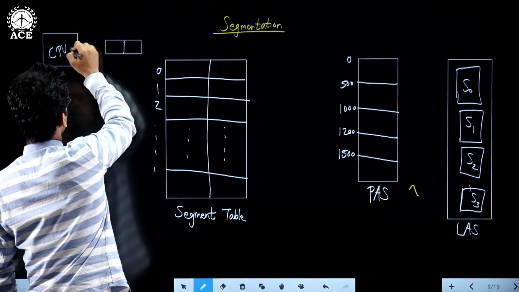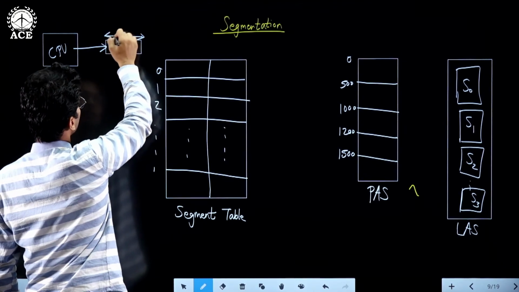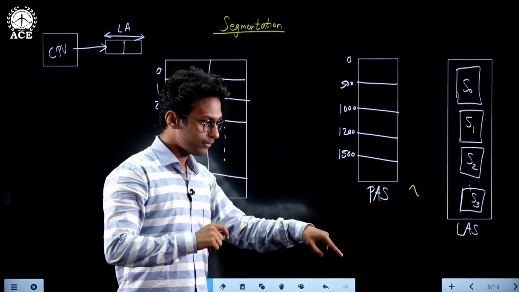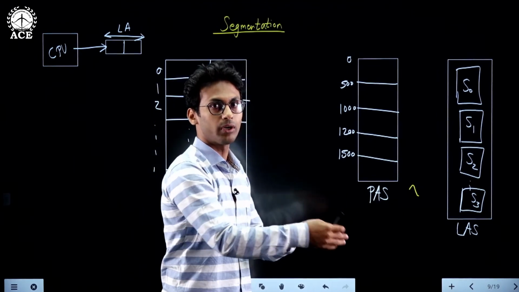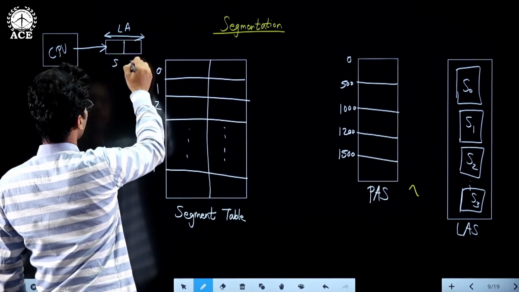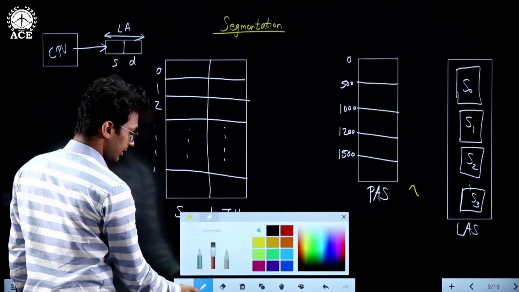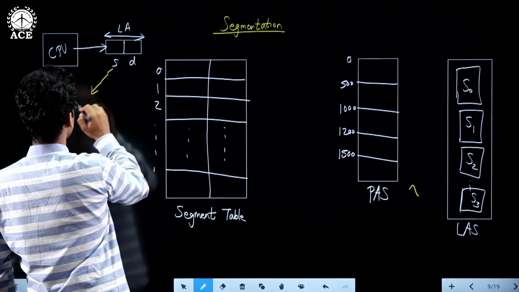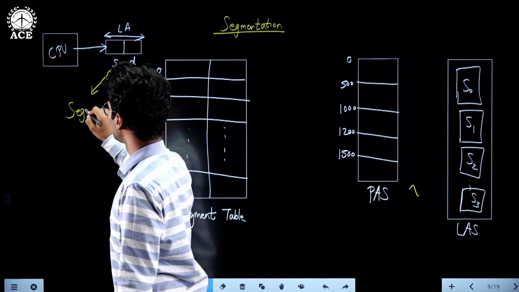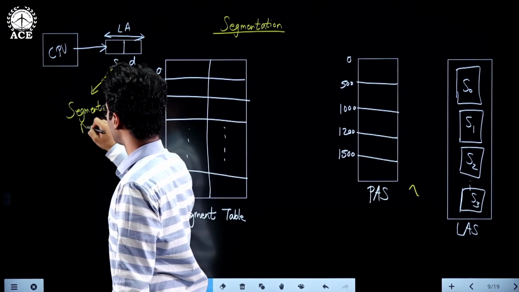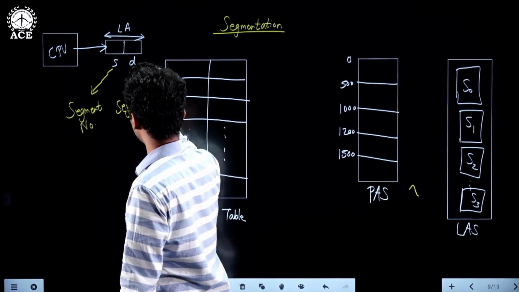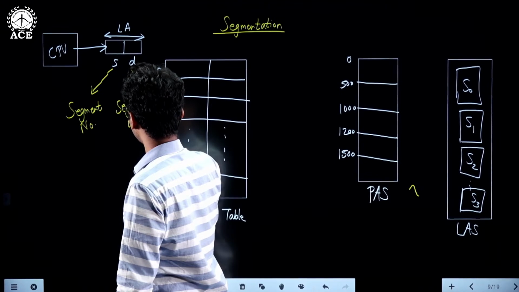CPU will generate the logical address. This entire thing is the logical address. Now the logical address will consist of what? You want to go to a particular segment, and within that segment, what is the segment offset? What exactly do you want to refer to? That will be mentioned by the CPU. That is segment number and segment offset. I hope you got it. What is this S? What is this D? Tell me fast. S indicates segment number, and D is the segment offset.